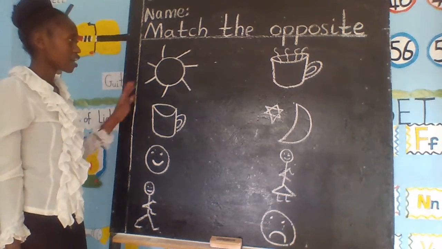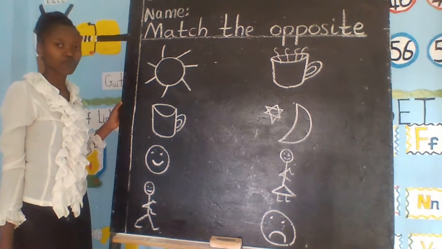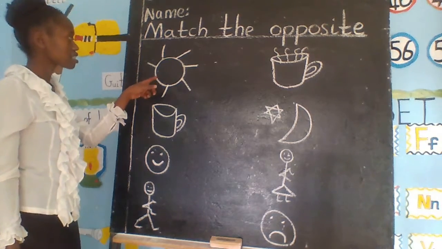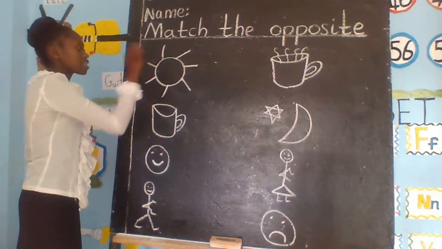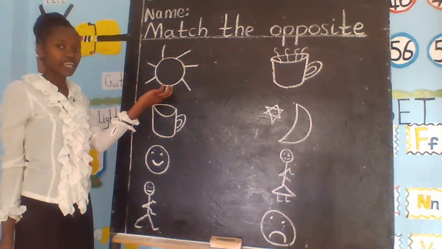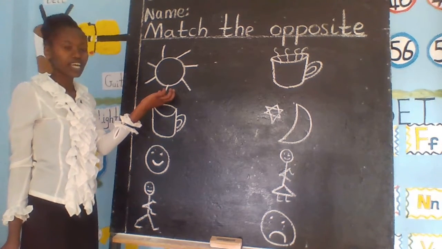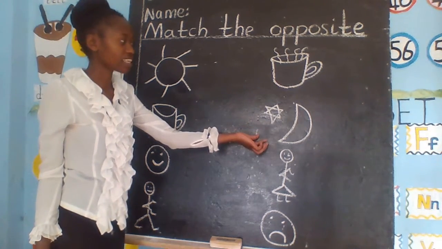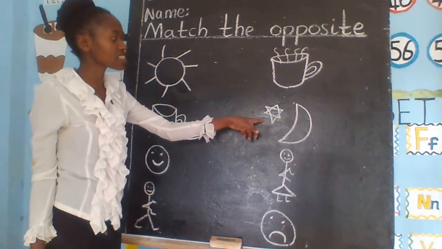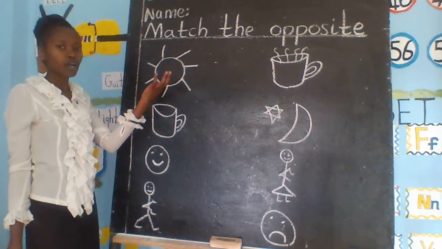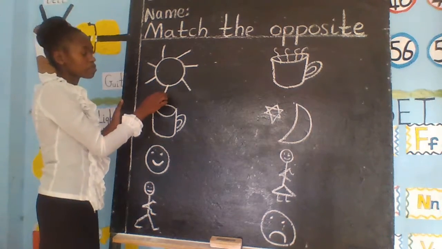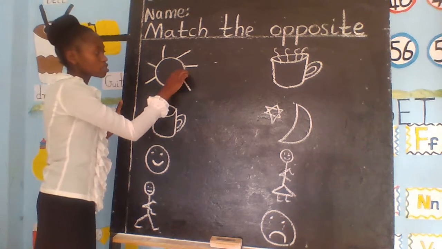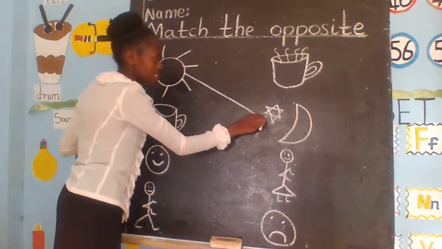Okay, children, here we have some different pictures. We are going to match the opposites. Which picture is this? Sun. The picture of sun means day. What is the opposite of day? The opposite of day is night. At night you can see the moon and the stars, but you can't see them in the afternoon. So you match. The opposite of day is night.